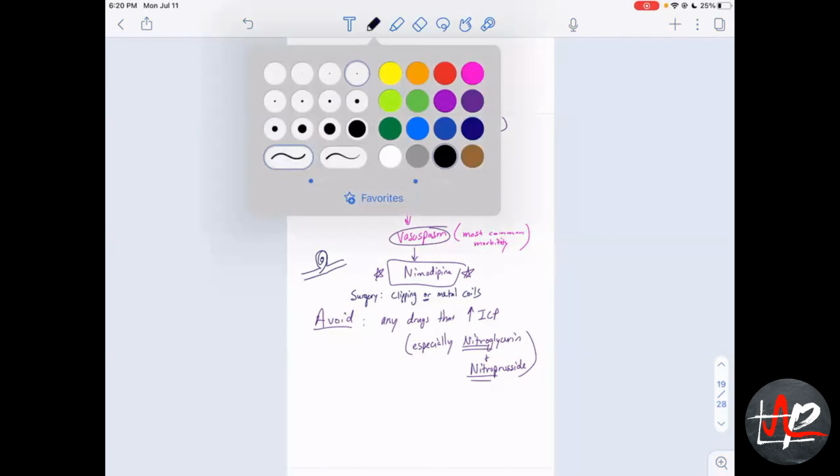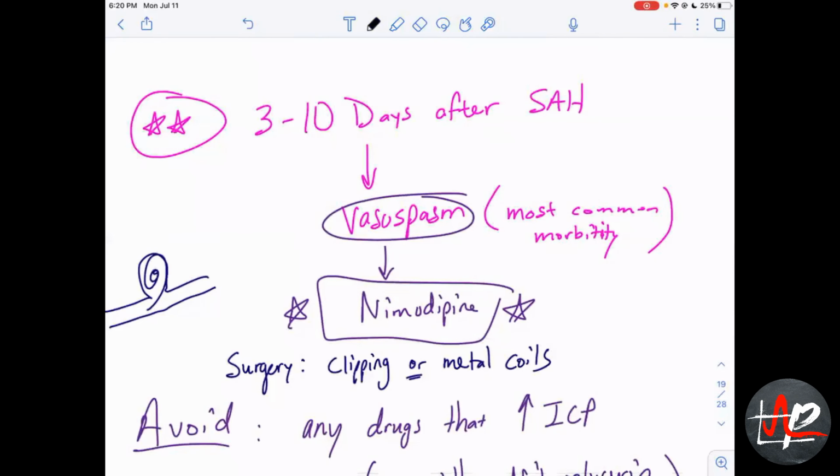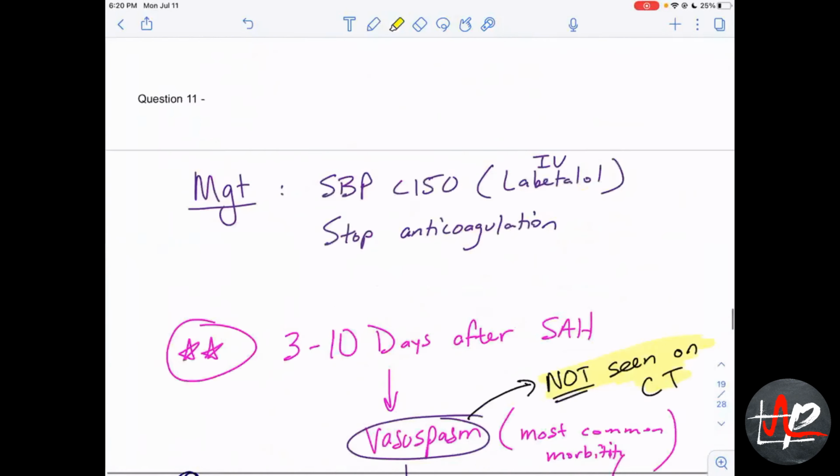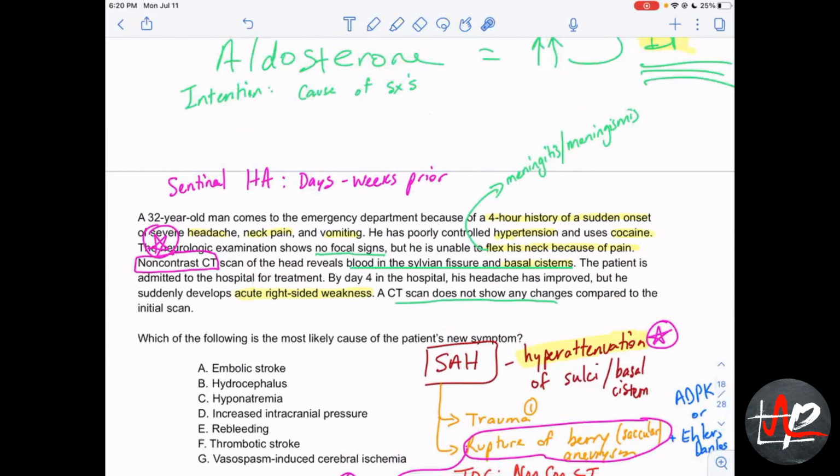Something that's important to note, which is also noted in this question, but I'm going to point out here, vasospasm is going to not be seen on your CT because it's just the vessels that are clamping down. And so this is important because let's go back to the question stem here. It says here, by day 4 in the hospital, his headache has improved, but he suddenly develops acute right-sided weakness. A CT scan does not show any changes compared to the initial scan. So here it is, it's vasospasm. And that's one way that you can solidify your answer, that this is actually G, vasospasm-induced cerebral ischemia, because you're seeing that there's no change on the CT.